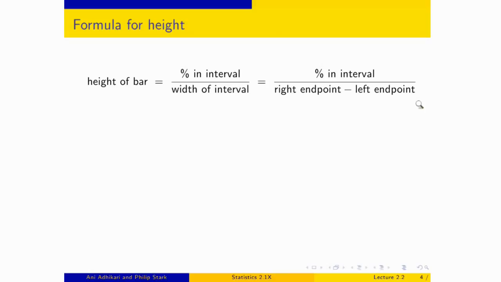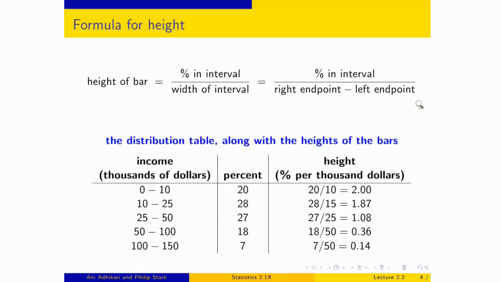And so, if you can do it for one bar, as we said, you can do it for them all. Here we go. Isn't it lovely having a computer? Bang! All the heights computed at once. So here's our old friend 2 again. We took the 20% here and we divided by the width of the interval, which is 10. 20 divided by 10 is 2. The next one, 28% divided by the width of this interval, which is 15, 25 minus 10. And you get 1.87.